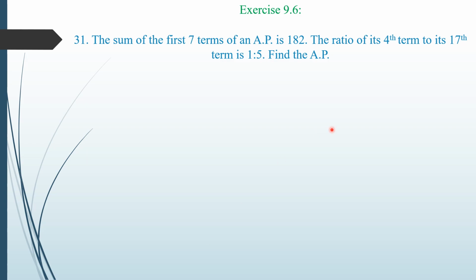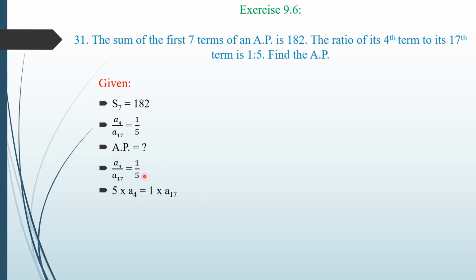First, we will note down all the given data. First given information is the sum of first 7 terms of this AP is 182. Then we are also given the ratio of its fourth term to its 17th term, that is 1 is to 5. Then we have to find the AP. First we will use this information, that is the ratio of its fourth term to its 17th term, 1 is to 5. Then we will cross multiply these two terms.